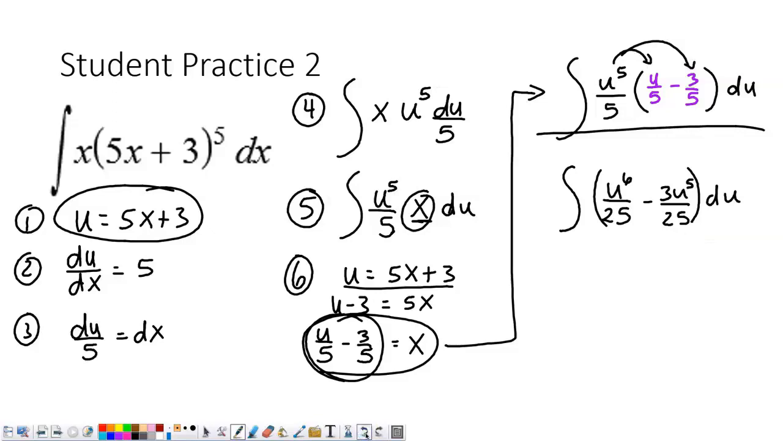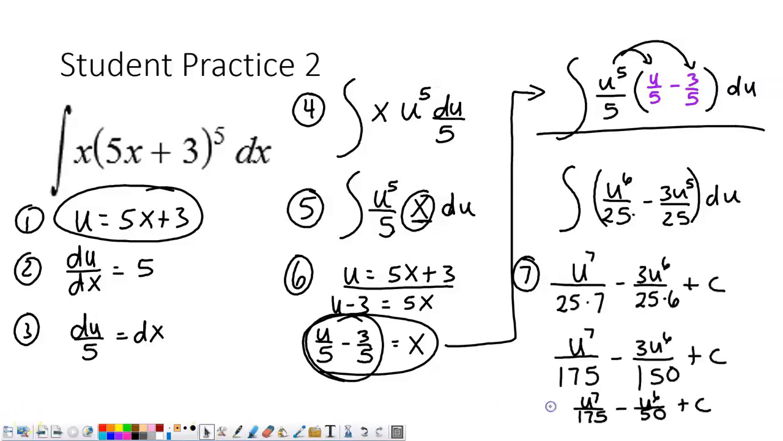So now we're going to do step 7. And step 7 is where you're going to integrate. That's where you add 1 to the power and put that on the bottom. So don't forget your plus c as well. So go ahead and do step 7 and pause the video. When you're done, you will see the solution.